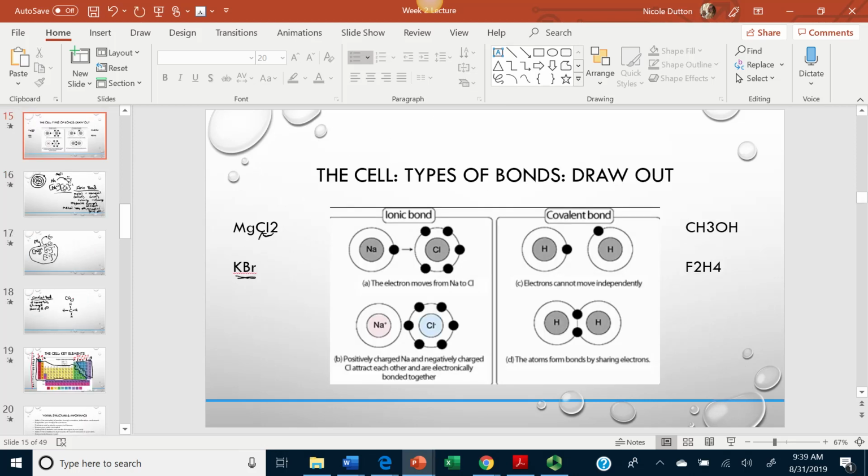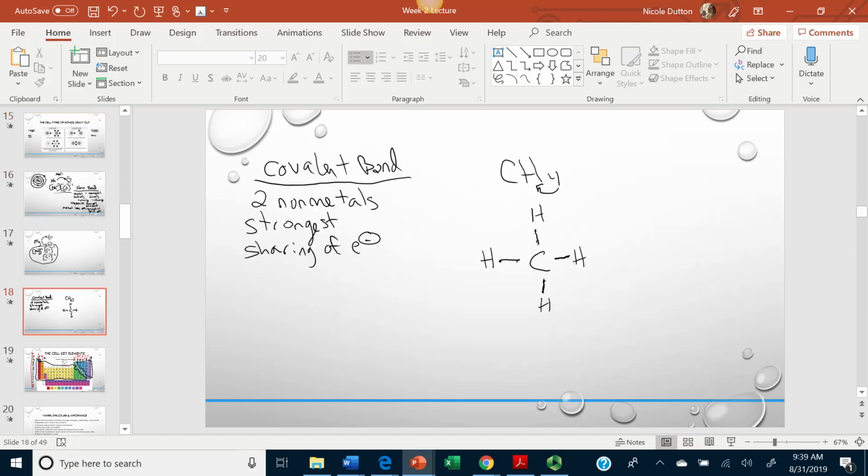If we do one more example, CH3OH. So we're going to draw our carbon, and carbon has 4 valence electrons. And then we have 3 hydrogens. Now we're going to connect these together to form the solid bonds.